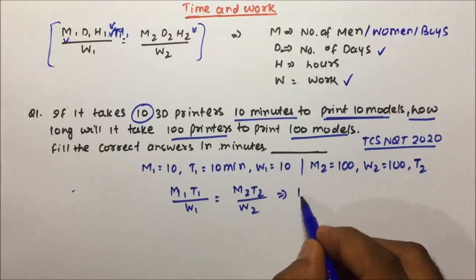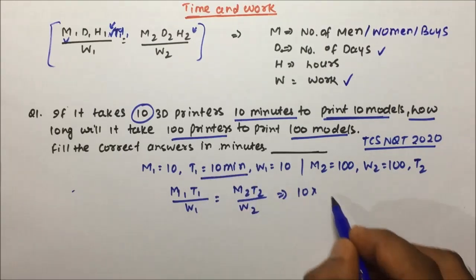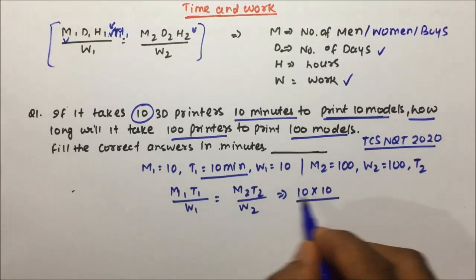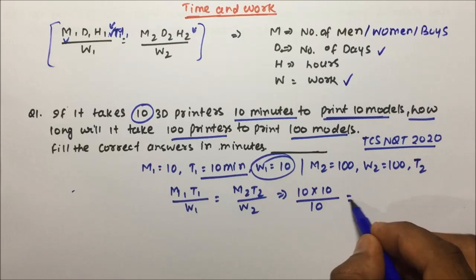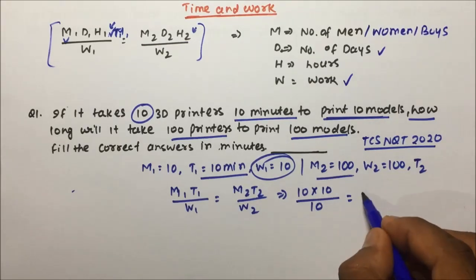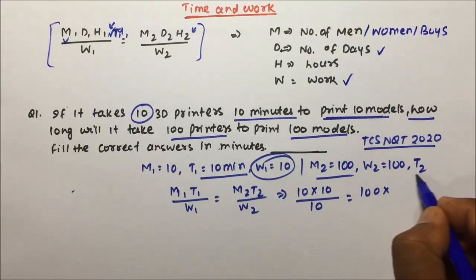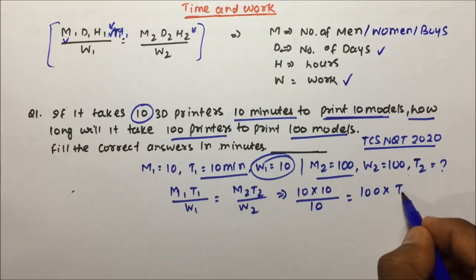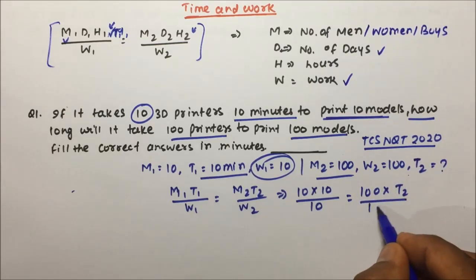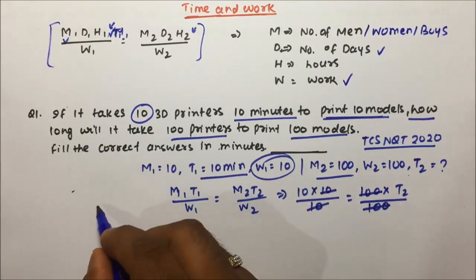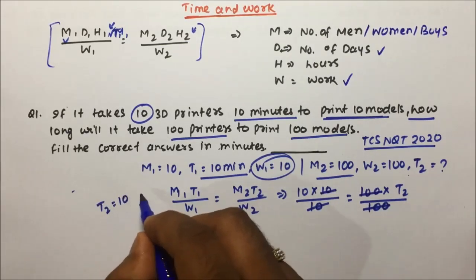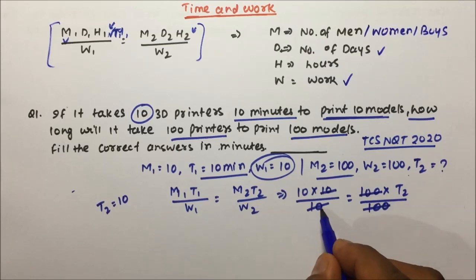Now M1 will be 10, and time will be 10, divided by W. How much work are they able to do? They are able to print 10 models. This will be equal to M2, and M2 is nothing but 100. Time we have to calculate, so I will write T2, and work will be 100. The 100s cancel, then T2 will be equal to what? So you can see 10 into 10 divided by 10.